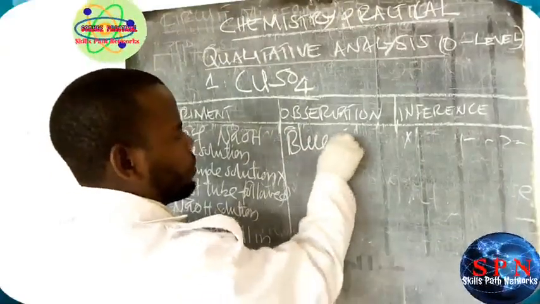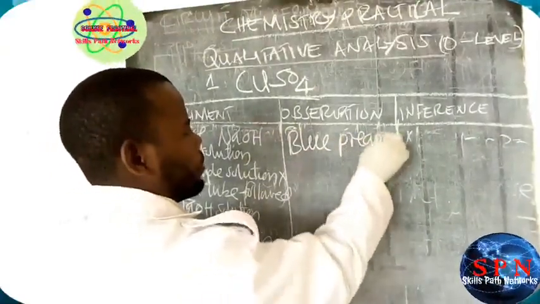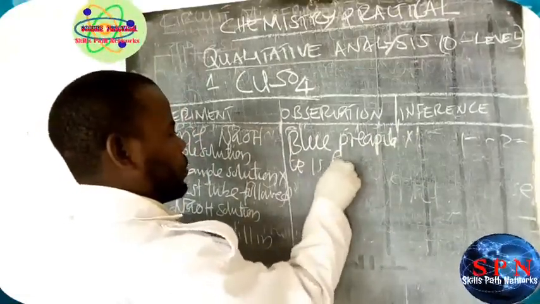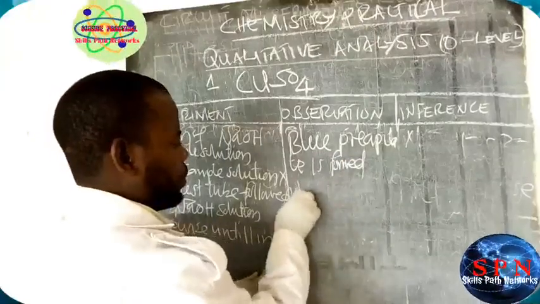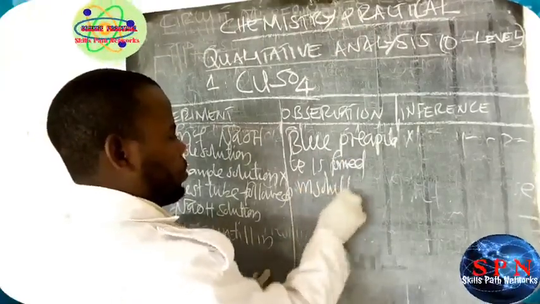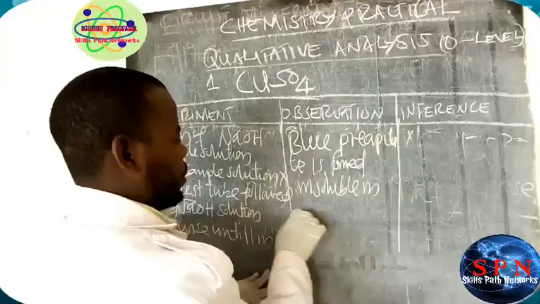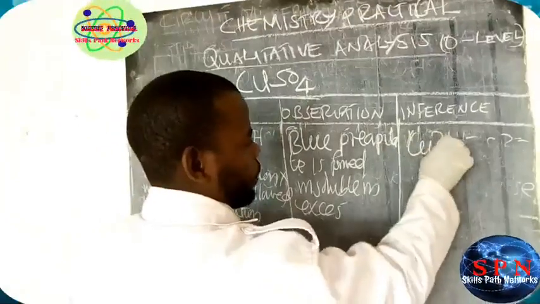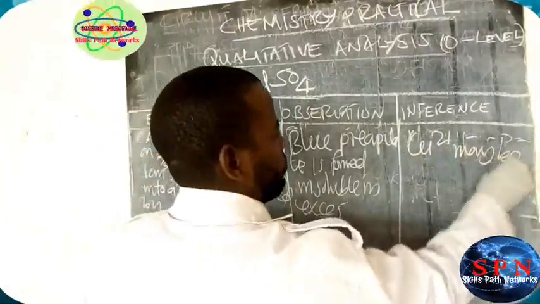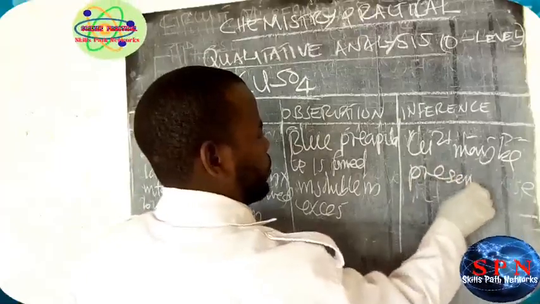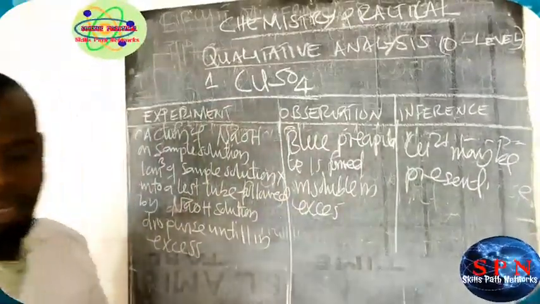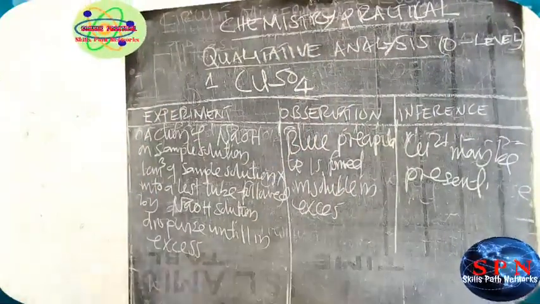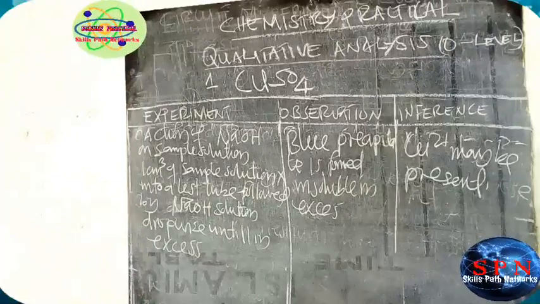Blue precipitate is formed, insoluble in excess. Copper may be present. That is the test solution for sodium hydroxide.